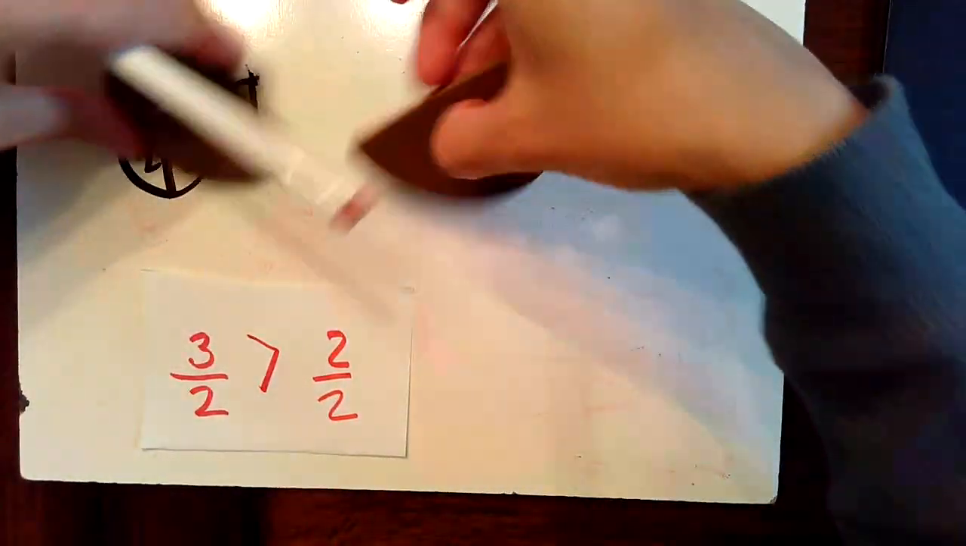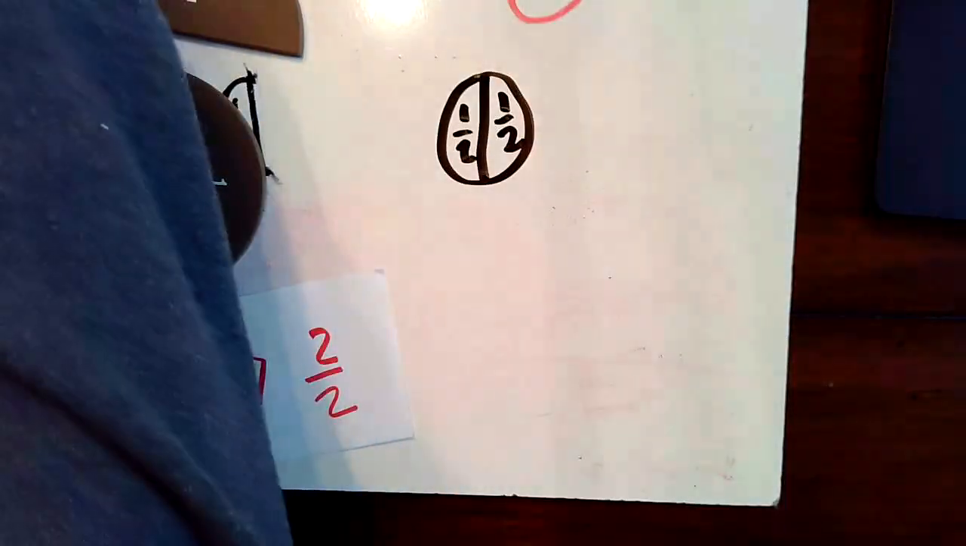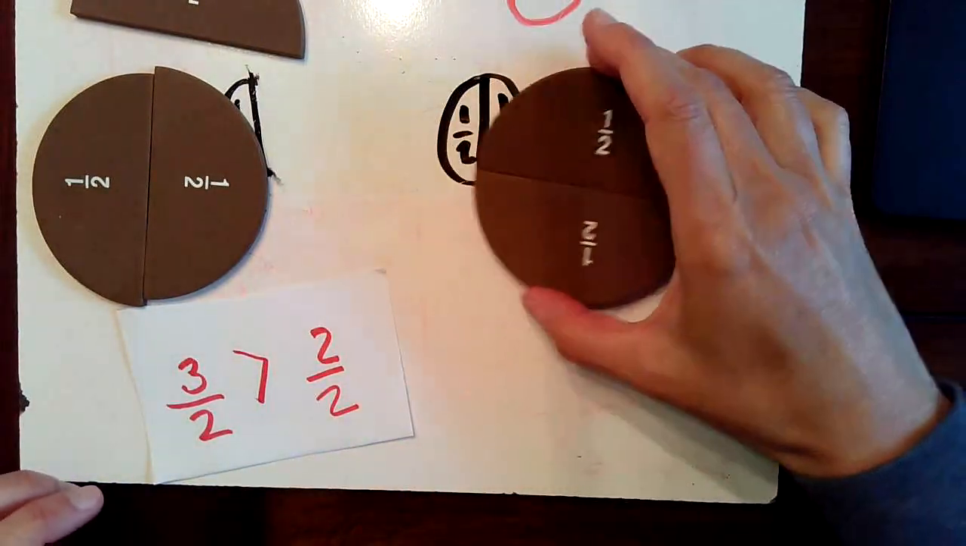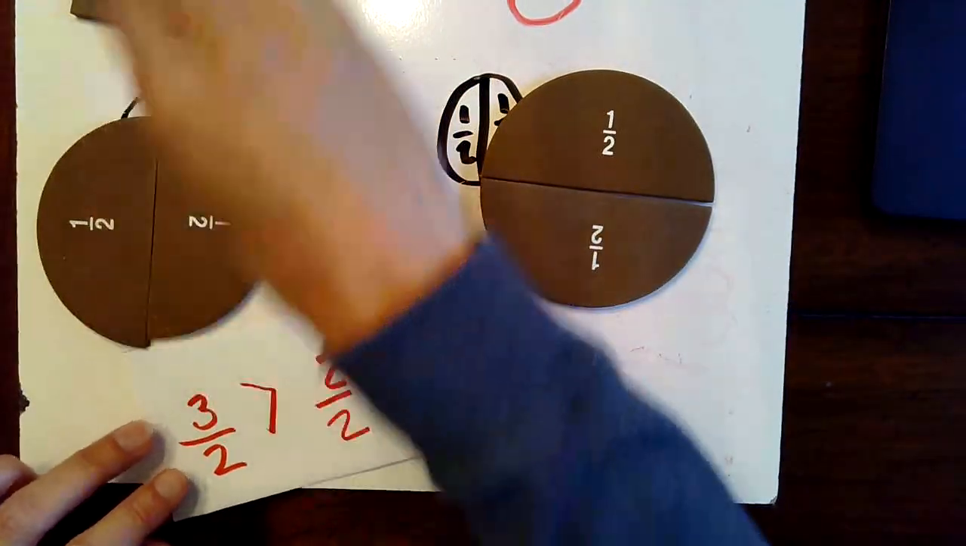And I can show you that quickly with the circle fractions. 1, 2, 3/2. And 2/2 is the same as 1 whole. And this was more than a whole. Okay, hope you got that one.